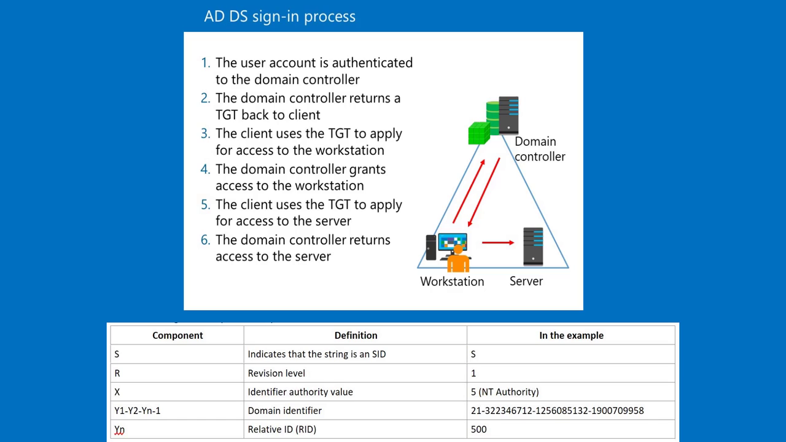A secondary process in the background submits the TGT to the domain controller and requests access to the local computer. The domain controller issues a service ticket to the user, who then can interact with the local computer. At this point in the process, the user has authenticated to AD DS and signed into the local computer.